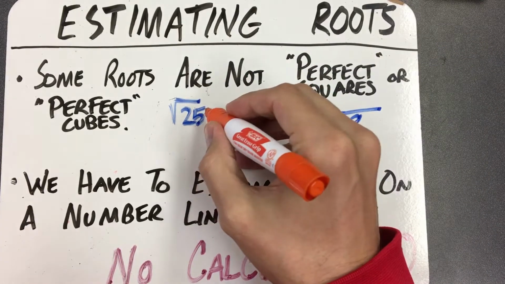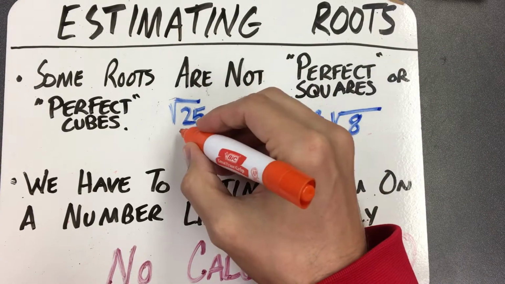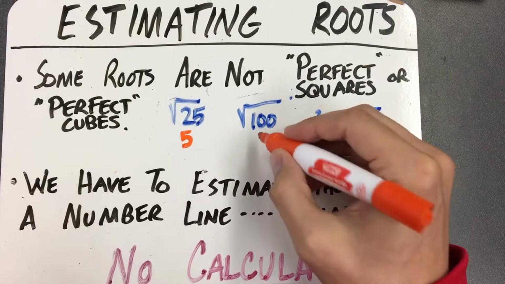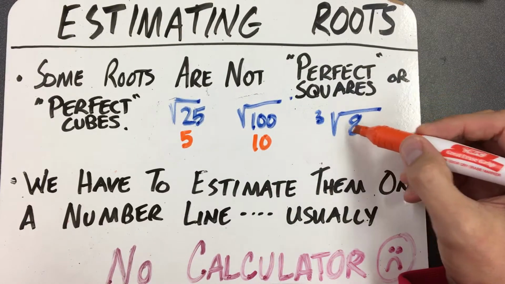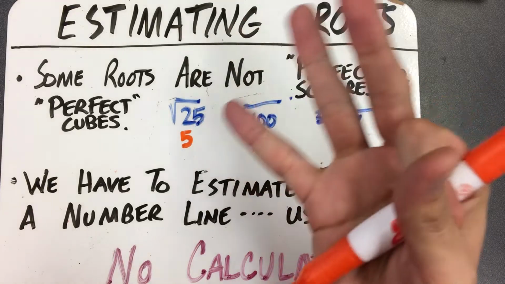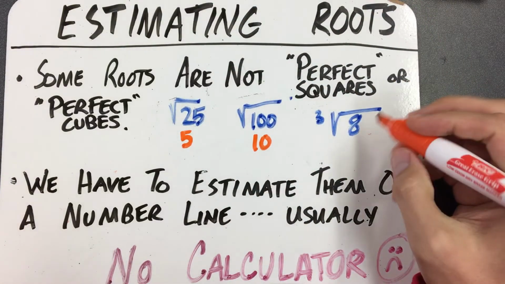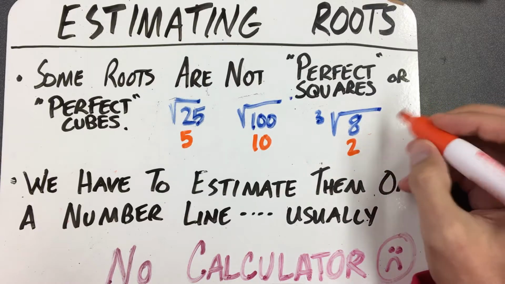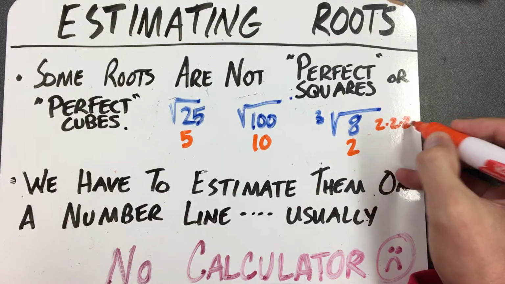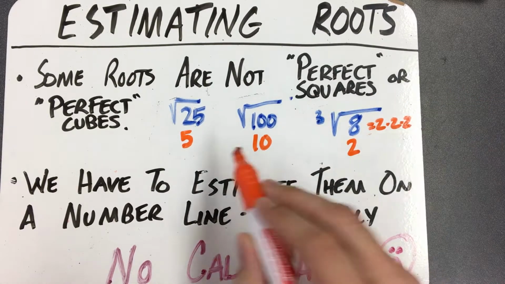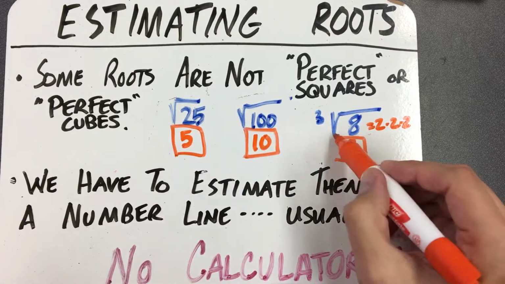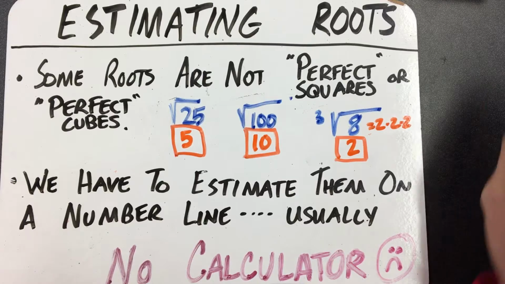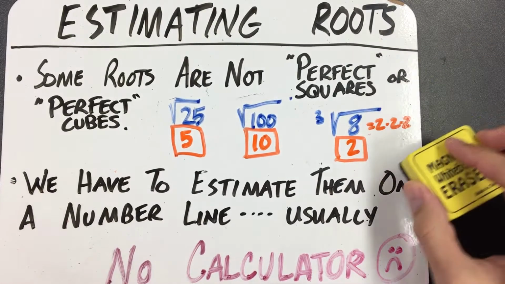I think everyone knows the square root of 25. What number times itself equals 25? That's obviously 5. And here, 10 times 10 equals 100. Here's the cube root of 8. What number times itself 3 times equals 8? And if you watched our video the other day, that is definitely 2. 2 times 2 times 2 equals 8. So you see how these are perfect answers, right? No decimals, no fractions, perfect whole number answers.